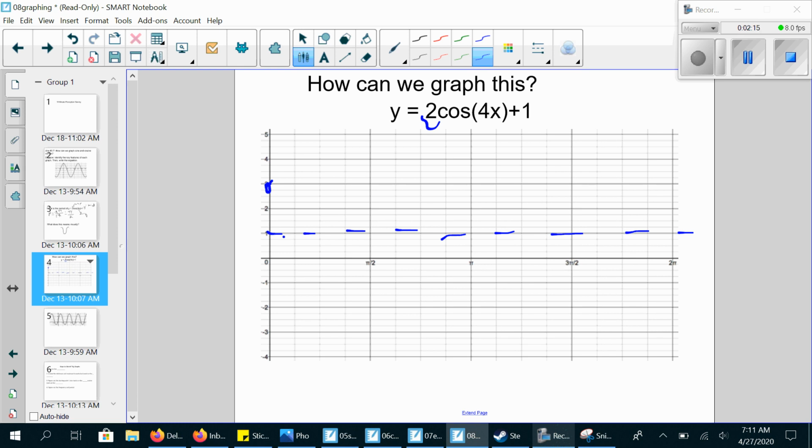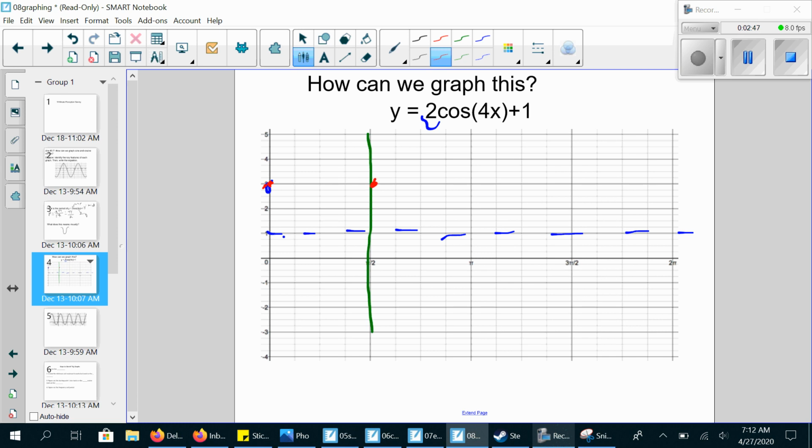And then I'm going to go through my entire cosine pattern, and I know that one cycle of that pattern, one period, is going to take me to pi over 2. So I know that it's going to start here, and it's going to end here at pi over 2. So now let's get in some of these points. It starts at 0 and ends at pi over 2.